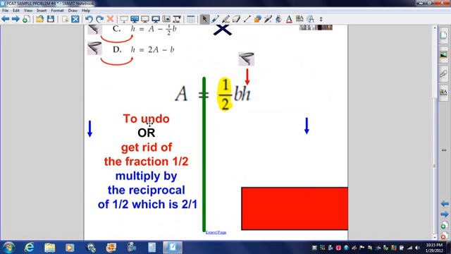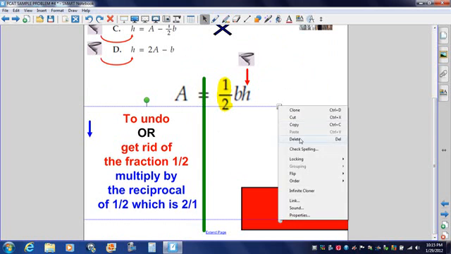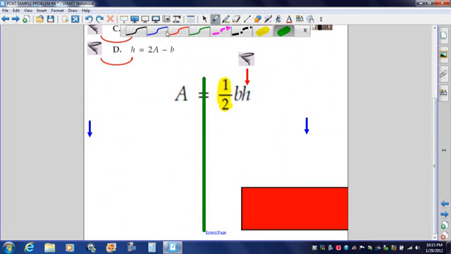To undo or get rid of this fraction 1/2, we're going to multiply by the reciprocal of 1/2. The reciprocal means we're going to flip this fraction. So to get rid of this fraction, multiply by the reciprocal, which would be 2/1. So I'm going to write times 2/1, which is the reciprocal of 1/2.